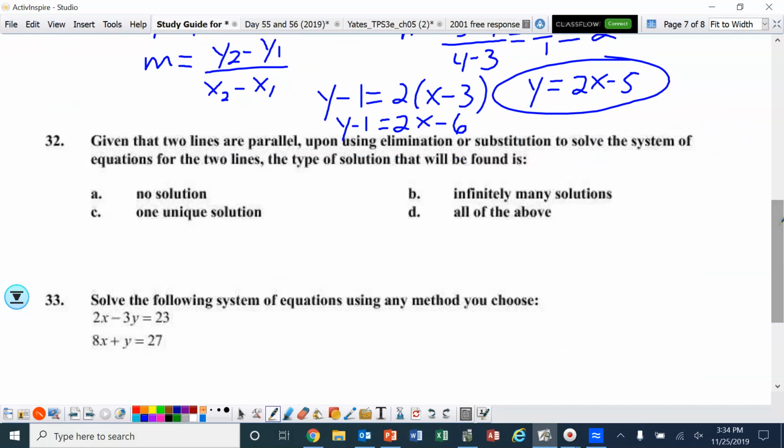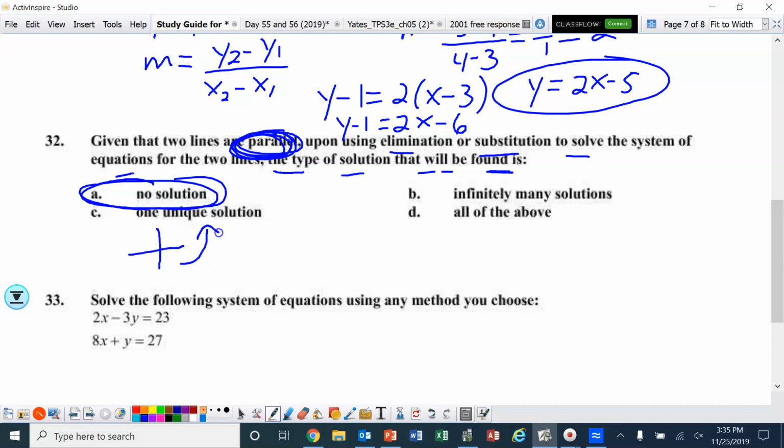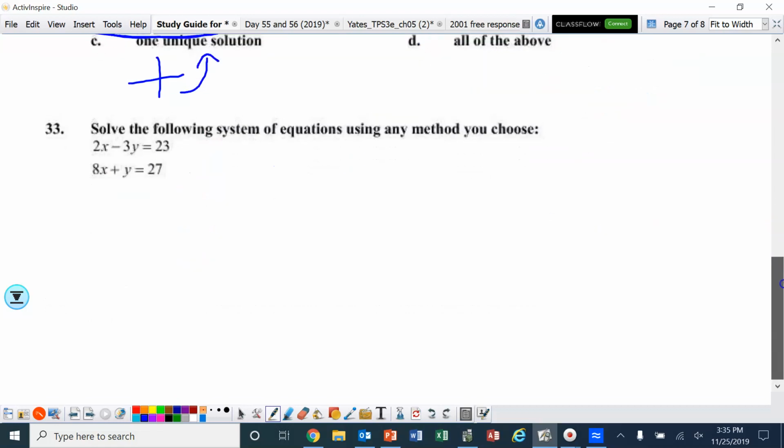Given the two lines are parallel, upon using elimination or substitution to solve the system of equations of the two lines, the type of solution that would be found is, okay, well, they're parallel. Parallel lines have no solution because they're never going to run into each other. If they cross each other, then that would be one unique solution. Okay? And if it's neither of those, then it would be infinite. All right, last one. Here we go.